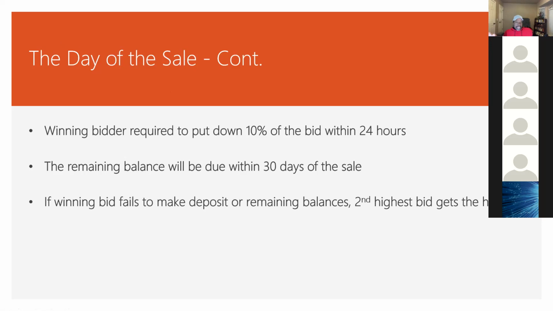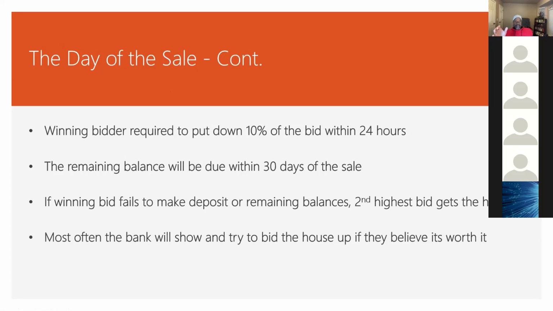If the winning bid fails to make the deposit, say they don't come up with the 10% or the remaining balance, they didn't pay it in 30 days, the second highest bid now gets to come in, put down their 10%, and then they get 30 days to come up with the rest.